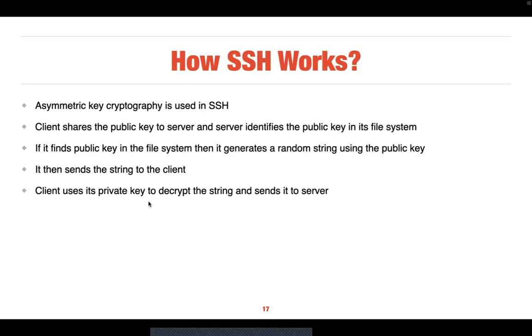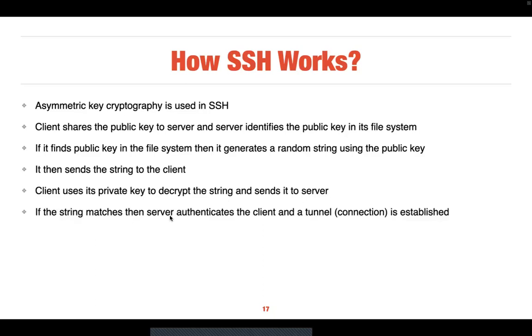The client will use that private key to decrypt the string and send it back to the server, my company server. If the string matches the one the server sent me, then the server authenticates the client, and I am an authenticated client, so the server allows me to connect with the database. A tunnel, or a connection, is established between client and server.